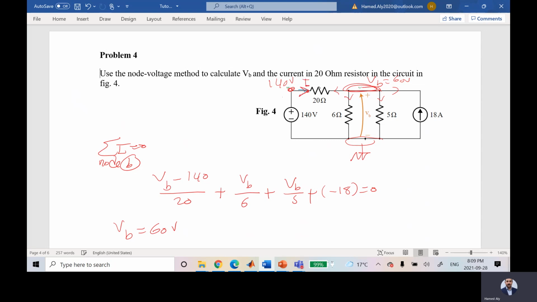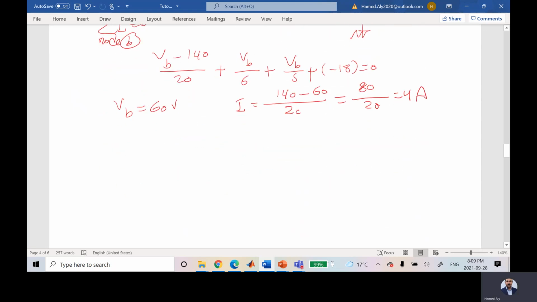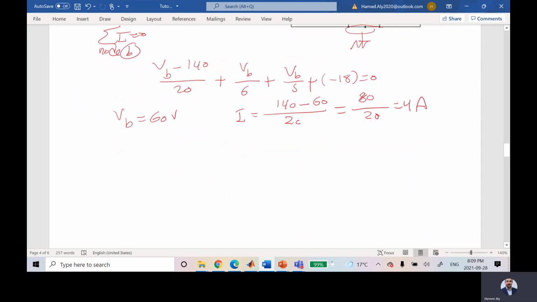So I can say this is I, and I is equal to the higher voltage minus the lower voltage divided by 20, and this will be equal to, I think, 80. Am I right? 80 divided by 20, which equals 4 amps. Any question for that problem? Yes.